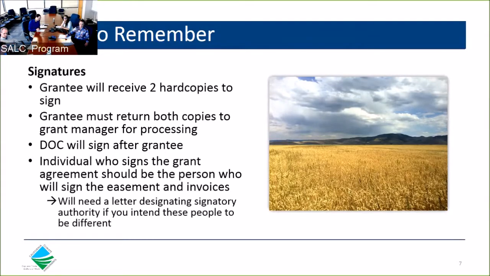If you need someone else to have the authority to sign invoices, then you will need to provide a letter designating that signature authority to a specific individual. And this letter will need to be submitted to the grant manager. Lastly, the official start date of the grant agreement is the latest signature date of the parties, which will be the DOC director.